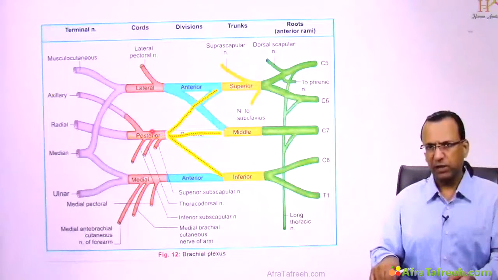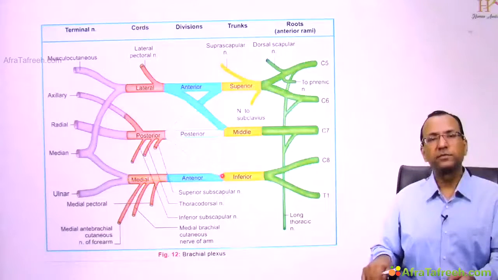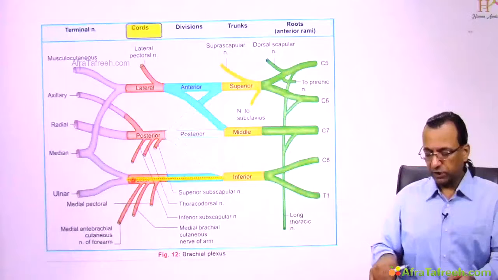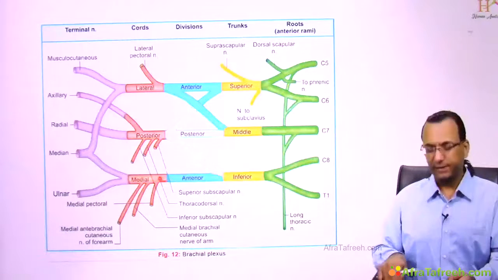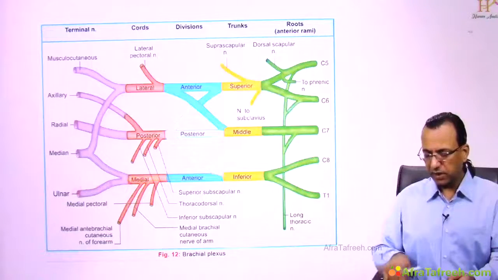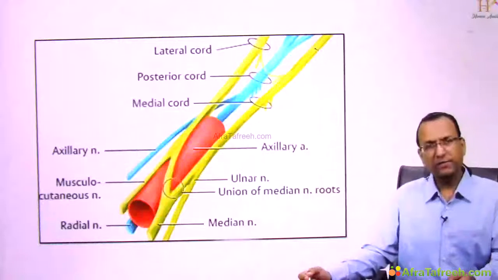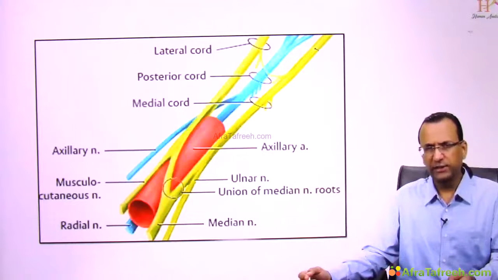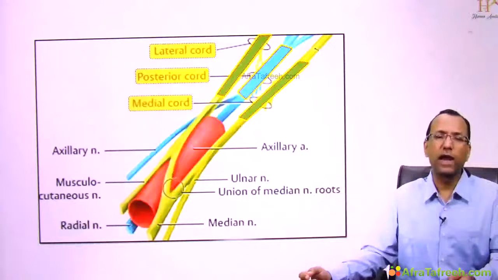And what is left now? What is left is the anterior division of the lower trunk. What is it doing? It is continuing as the medial cord of the brachial plexus, continuing medially as the ulnar nerve later as well. So this is the diagram which will tell you the details again. You see, this is the lateral cord, the posterior cord and the medial cord.